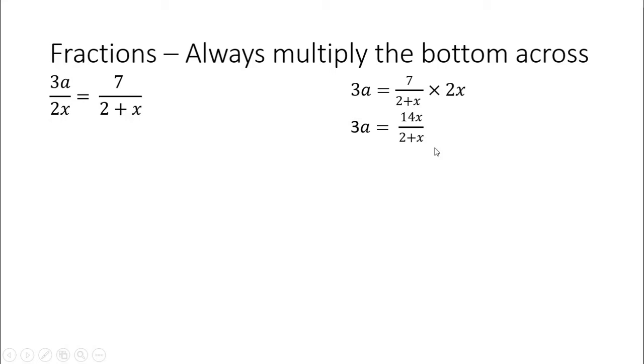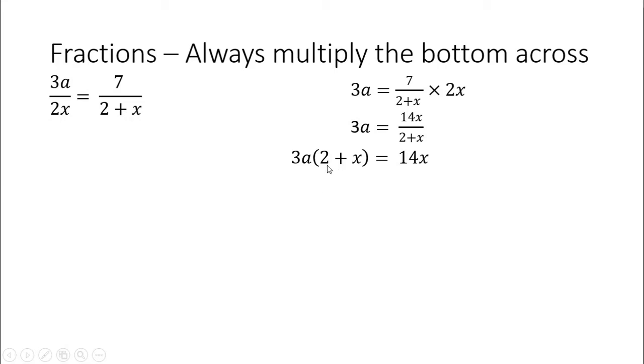Okay. Next, I want to break up this fraction. This fraction is really confusing for me to work with, so I'll take the bottom of the fraction to the other side and multiply. Always multiply the bottom across. That's the best way to deal with equations with fractions in them. Okay? So I've taken the bottom across and I'm multiplying by it. I kept it in brackets because the whole thing was dividing the 14x. So the whole thing is coming across together and multiplying by the 3a.